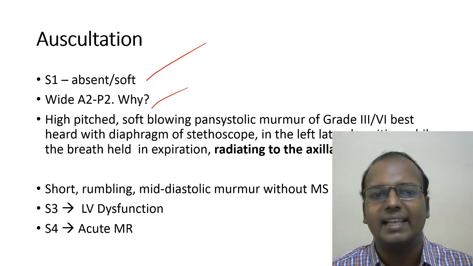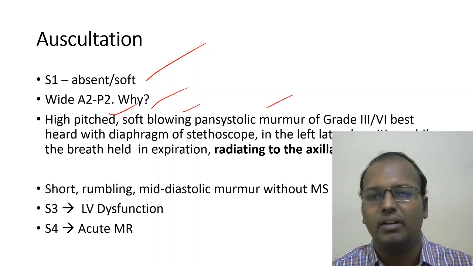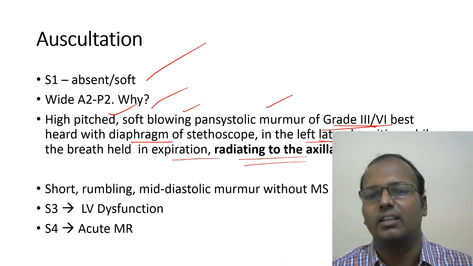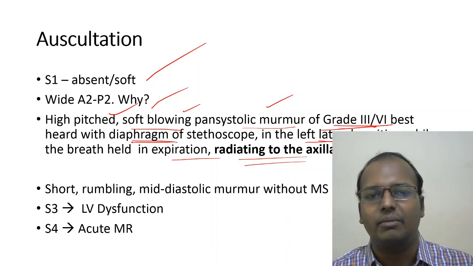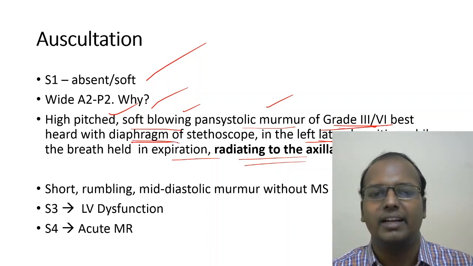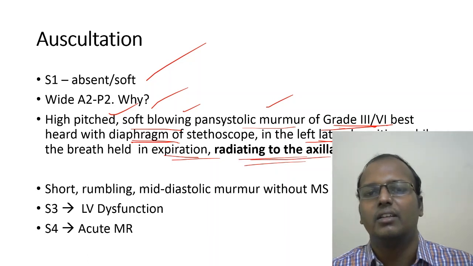The murmur classically is a high pitched, soft blowing, pan-systolic murmur. Any grade you can mention. Heard with the diaphragm of the stethoscope, in the left lateral position, with the breath held in expiration, radiating to the axilla. So these are the classical points about the pan-systolic murmur of mitral regurgitation. A high pitched, soft blowing, pan-systolic murmur of grade 3/6, best heard with the diaphragm of the stethoscope in the left lateral position with the breath held in expiration, radiating to the axilla.